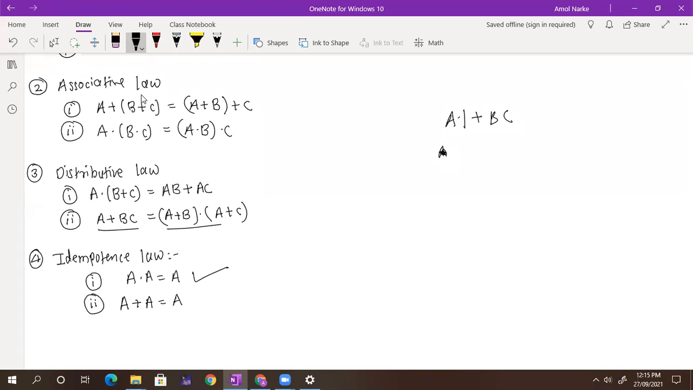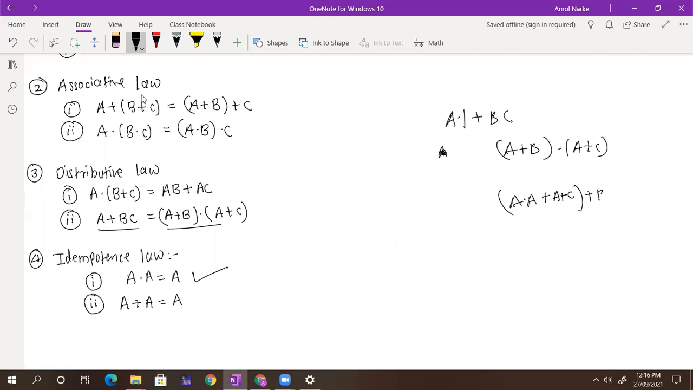We can start from the RHS. Okay, we start with the right hand side. A plus B dot A plus C. What is next? Next will be A dot A plus A dot C plus A dot B plus B dot C.